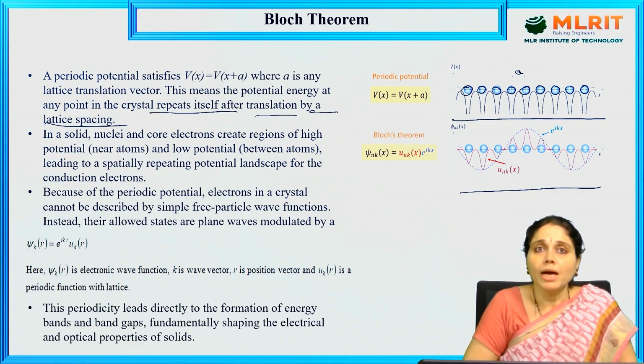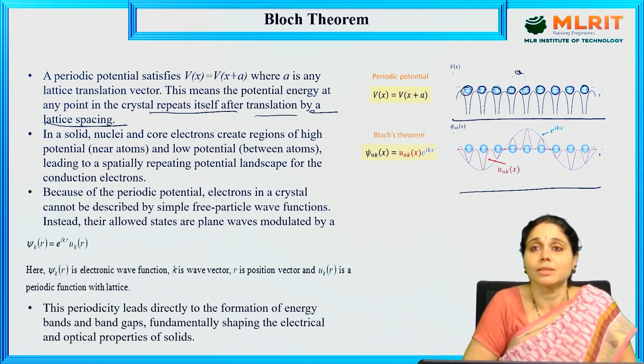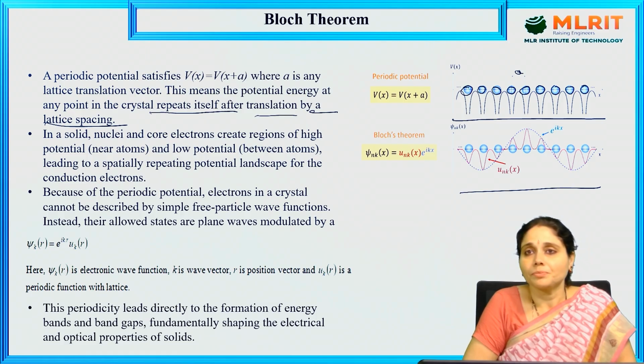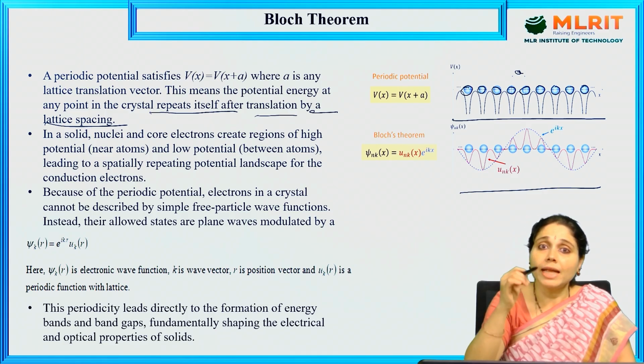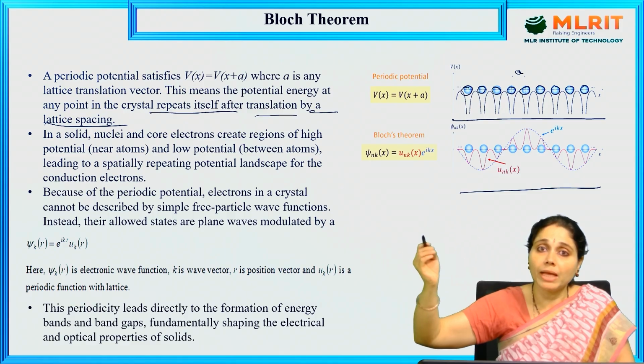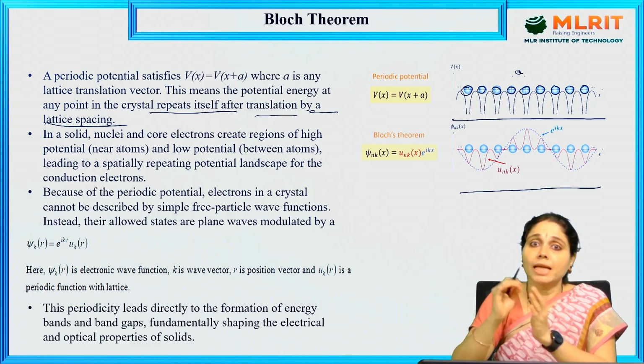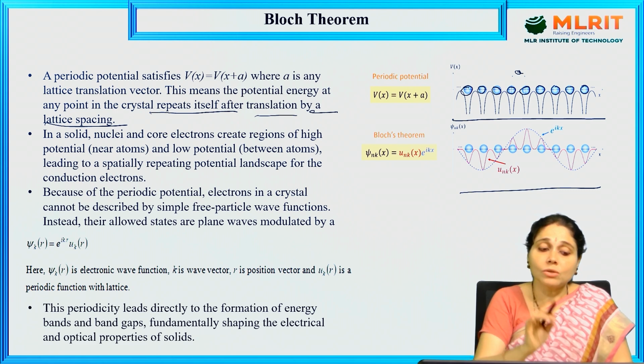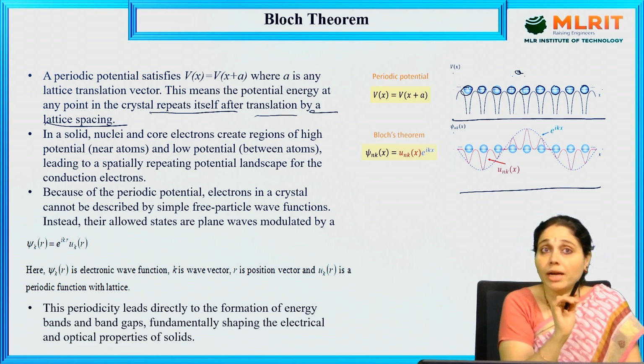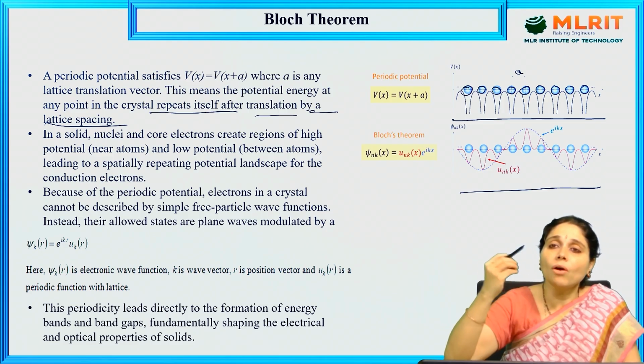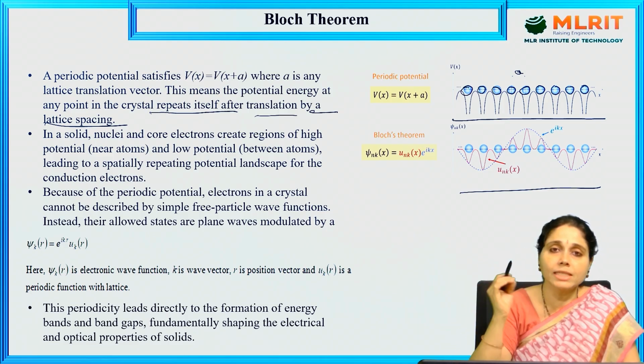So in a solid, nuclei and core electrons create regions of high potential and lower potential between atoms, leading to a spatially repeating potential landscape for the conduction electrons. So what happens here? We are talking about both atoms as well as electrons. When an atom moves, the electron itself moves from one place to another, creating the movement of the atom. Suppose the solid has a number of electrons, right?